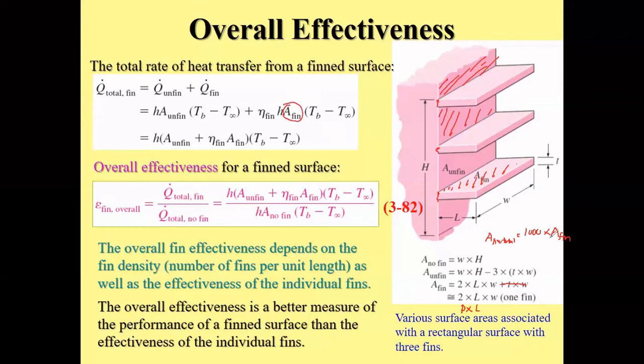That is why the overall fin effectiveness depends on the number of the fins, this n, as well as the effectiveness of the individual fins. So if the individual effectiveness is the same, for example 80%, then overall it's also 80%.